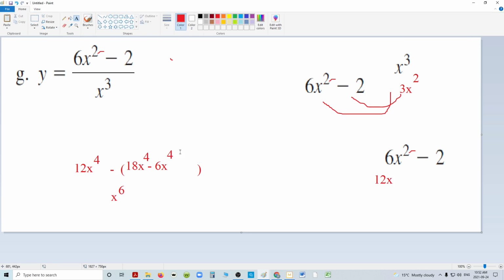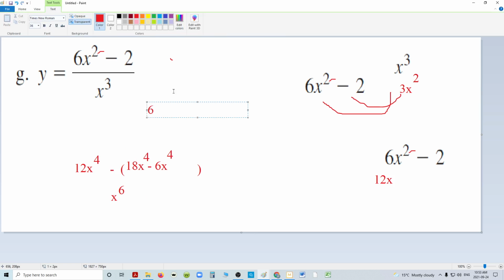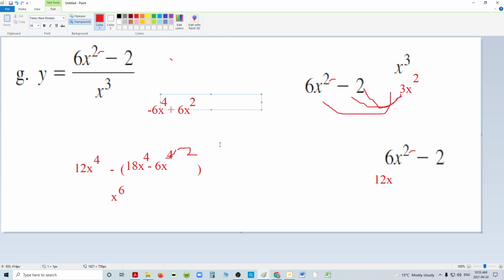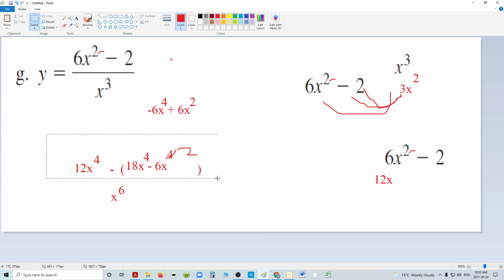And that means that minus is going to make this negative and this plus. So 12x to the 4 minus 18x to the 4 is going to be negative 6x to the 4, an important distinction. And then plus 6x squared. I put 4 here, but it's not. It's squared. So I get this: negative 6x to the 4 plus 6x squared all over x to the 6.